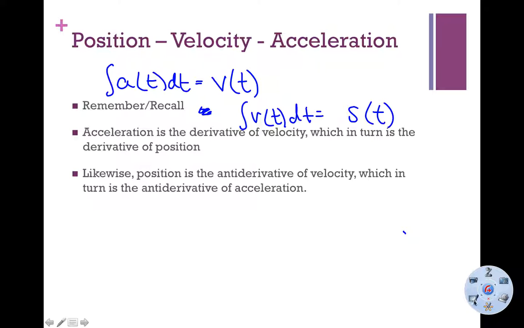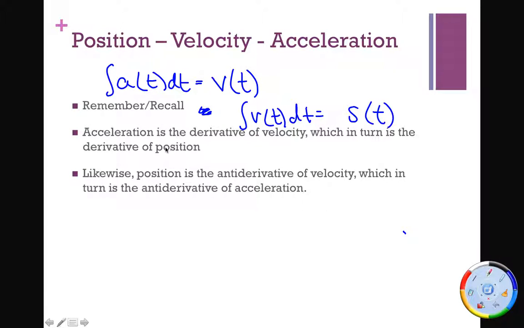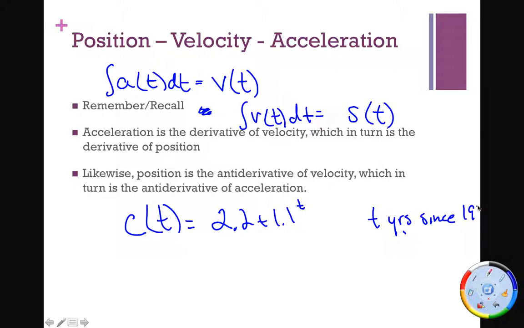So here's essentially what this problem is working with. It says the rate of potato consumption was this function c of t, which is equal to 2.2 plus 1.1 to the t power. So it's an exponential function. And t is years since 1970. And what they want to know is what was the potato consumption from 1972 to 1973?